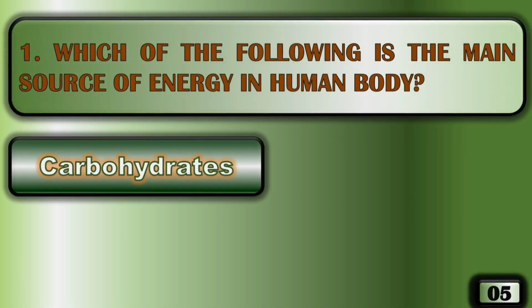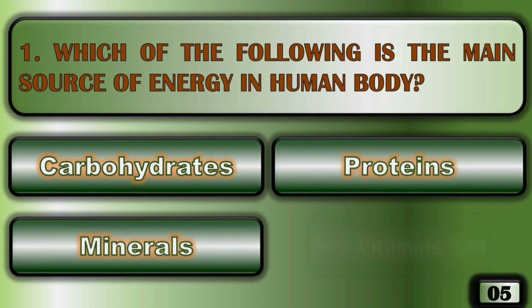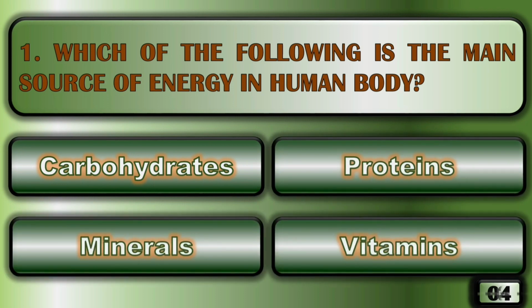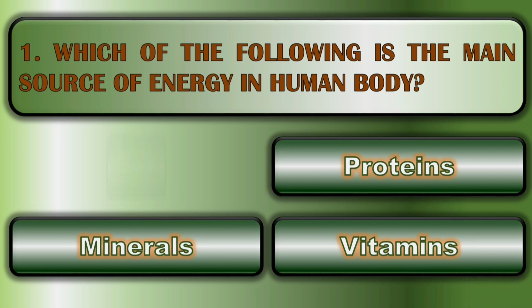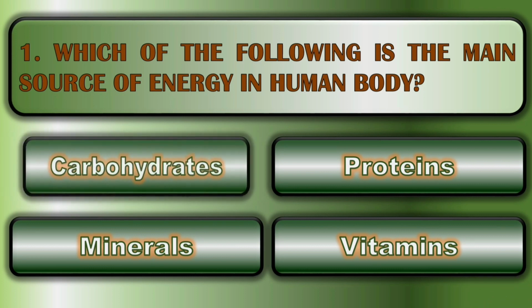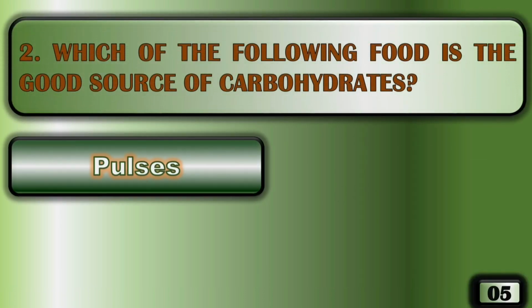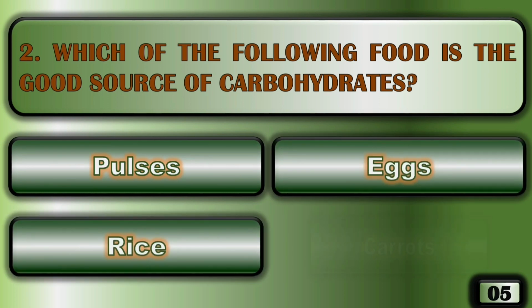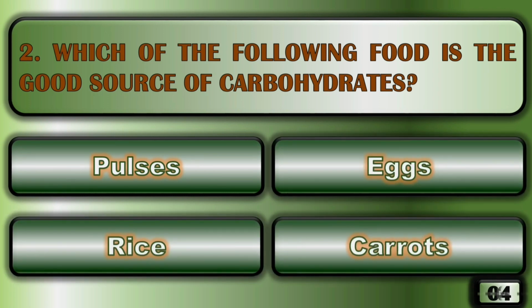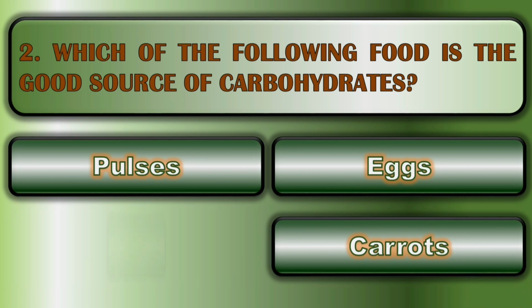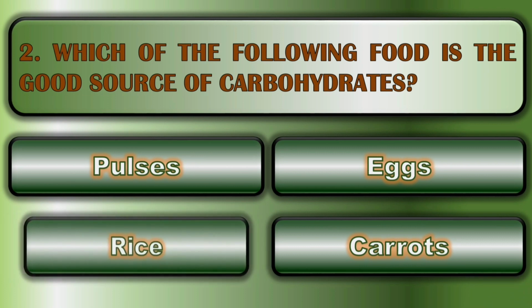Which of the following is the main source of energy in human body? The main source of energy in human body is carbohydrates. Which of the following food is the good source of carbohydrates? Rice.